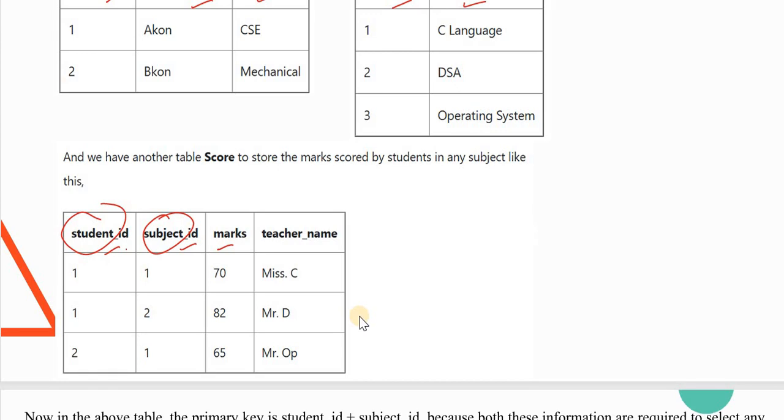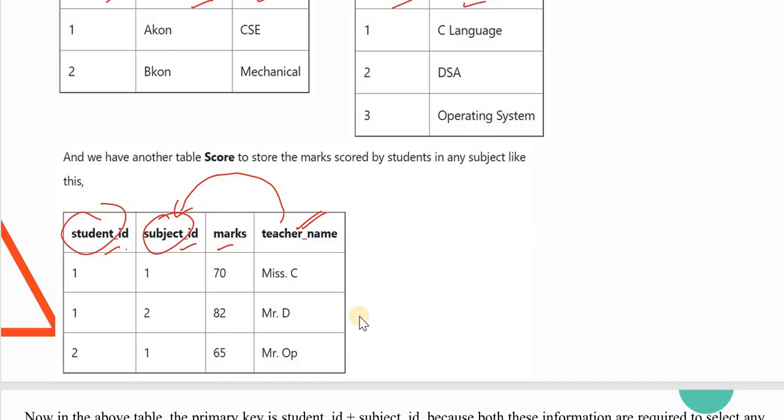But in the score table, we have another column called teacher. So this teacher depends upon the subject information, or just the subject ID. So I can separate that table. Instead of having student ID, subject ID, marks and teacher name, the teacher name is only going to depend upon the subject. Which teacher is going to take which subject depends only on the subject ID. So I can further divide this table. The column teacher name should be in the subject table, and the entire table will be normalized then.